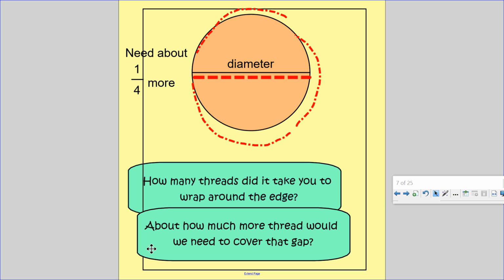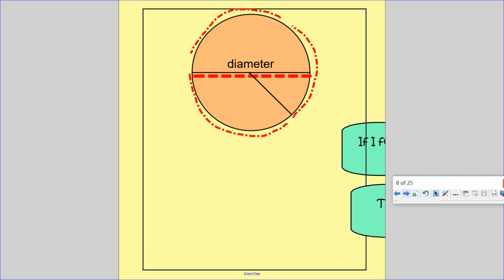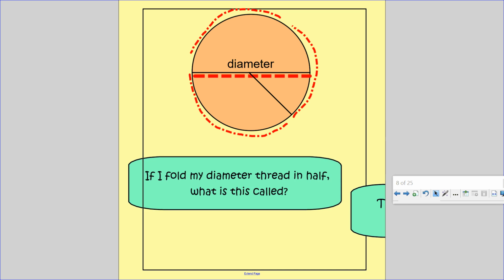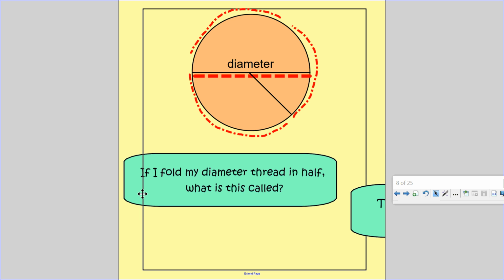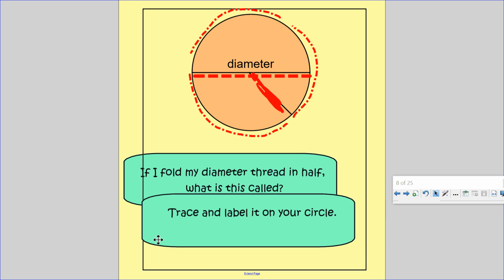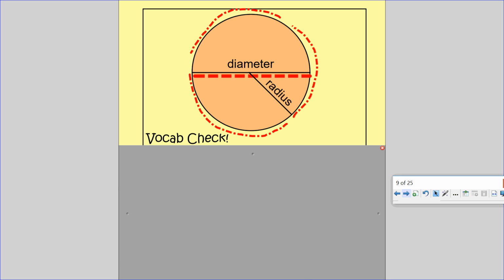So about how much more thread would we need to cover that gap? Well, we're going to say it's going to be 0.14. So if I fold my diameter thread in half, what is this called? So that means, what is it from here to here? What is this called? This is called the radius.